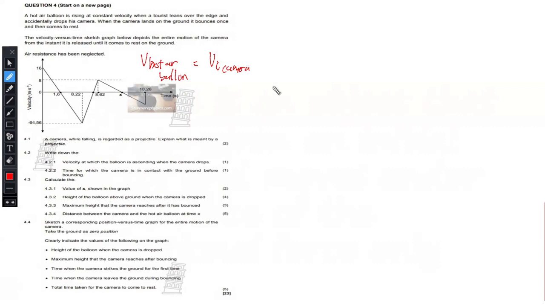So the initial velocity of the camera will be the same velocity of the hot air balloon, which we do know. To get the initial velocity, we usually look at the y-intercept, right? So the y-intercept there at the beginning indicates our initial velocity. Remember that the graph here is showing us the motion of what? Of the camera, right? So that means that the initial velocity of the camera is 16 meters per second, which means the hot air balloon is also moving at a constant velocity of 16 meters per second. So we want to indicate that and say this is 16 meters per second. In which direction? Upwards, right?